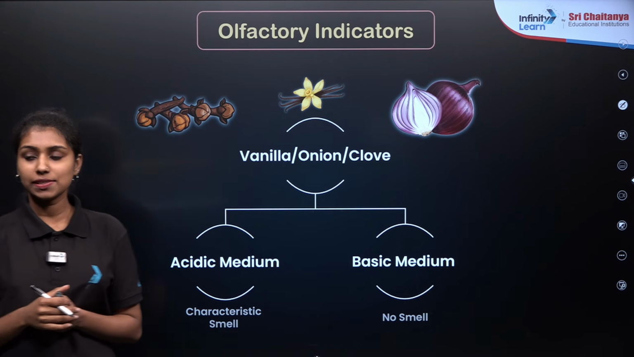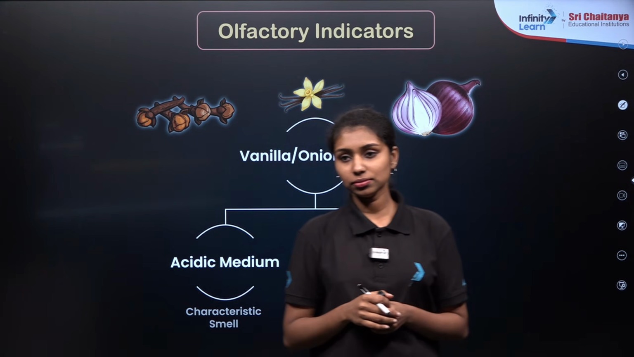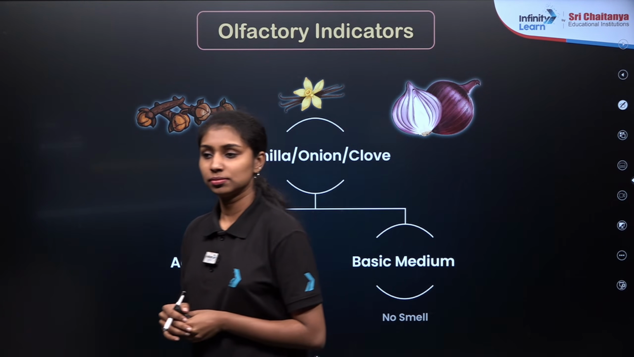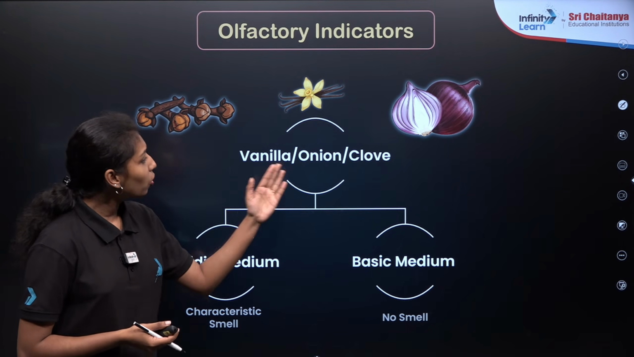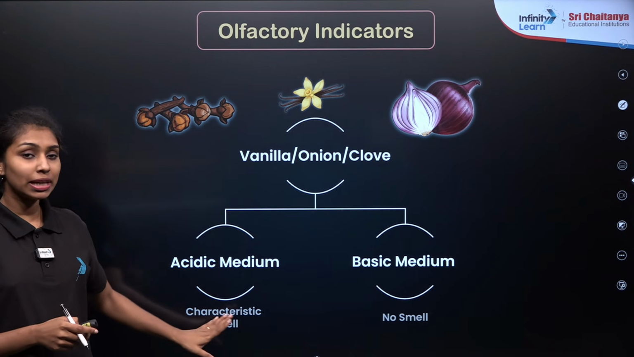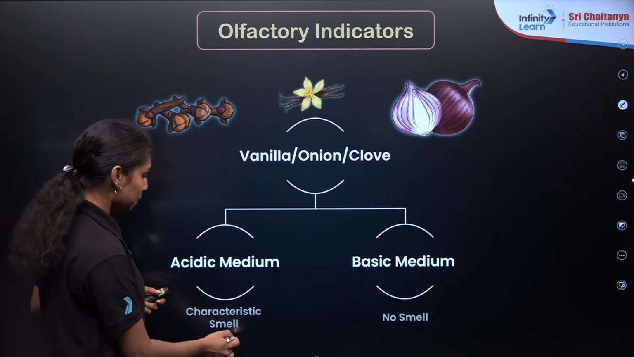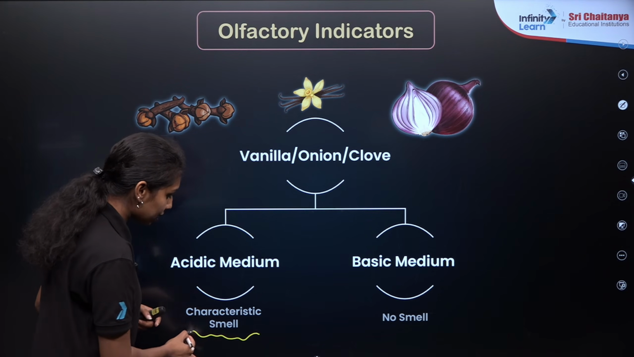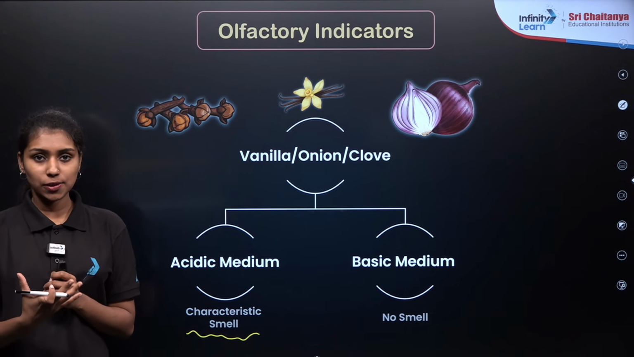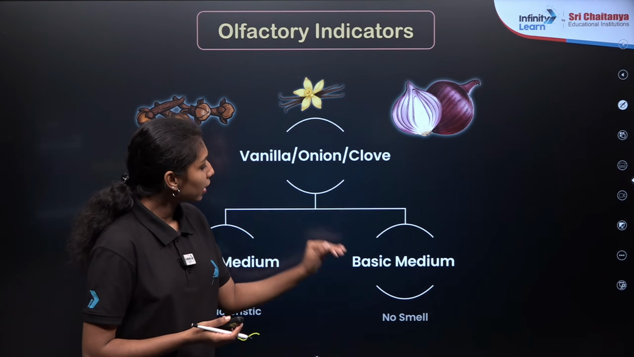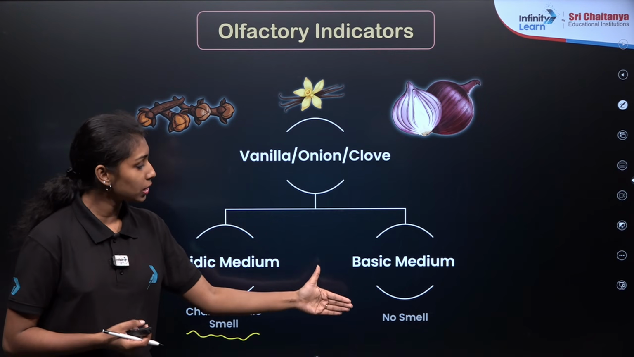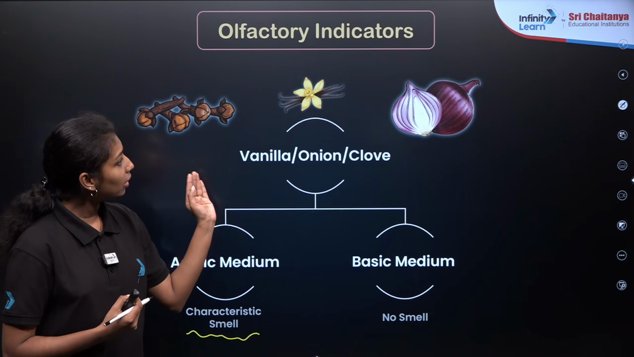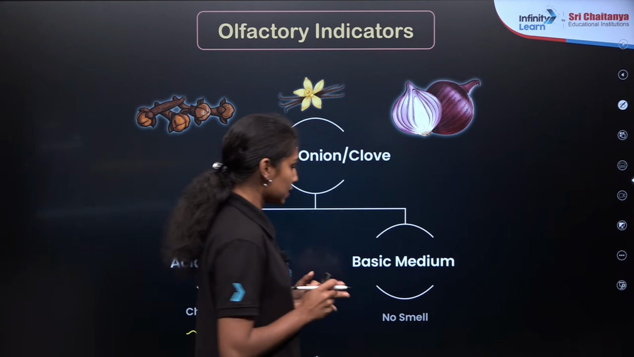So what will be the smell change there? For example, if I am taking vanilla extract, onion or clove oil, in acidic medium there is a characteristic smell, right? If I am taking a basic solution and adding these substances, it will not have any smell. This is the difference between acid and base solution. So we are using these as olfactory indicators. Clear?